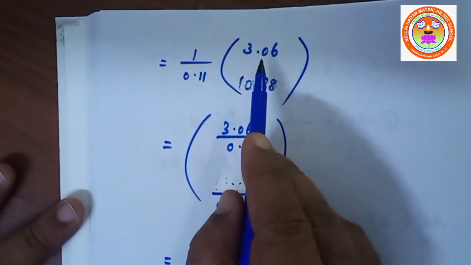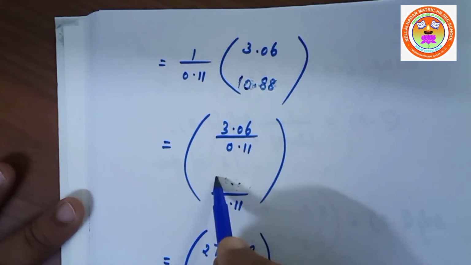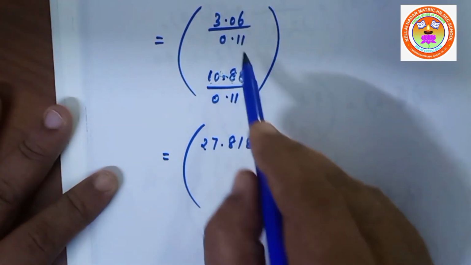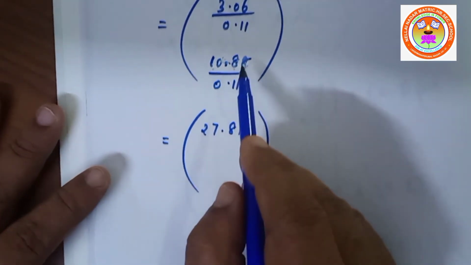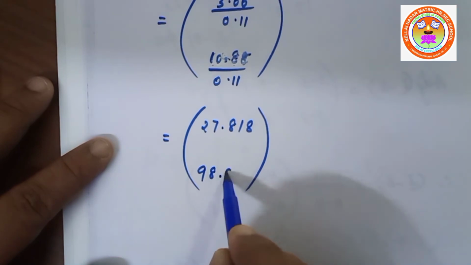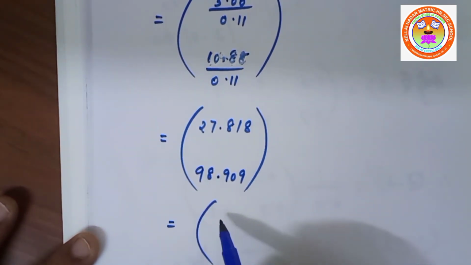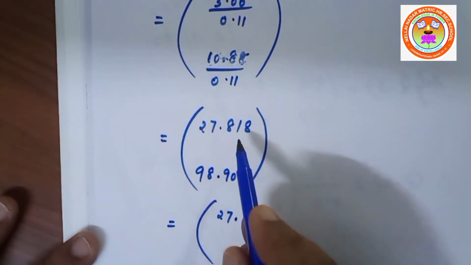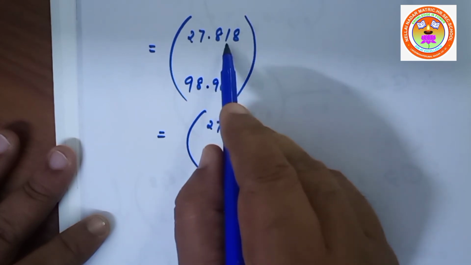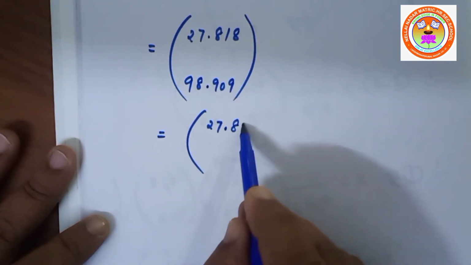Then you have to multiply the two. That means 3.06 divided by 0.11, I have written here. Then 10.88 divided by 0.11. If you divide, you are getting 27.818. Then 10.88 divided by 0.11 gives 98.909. The next step, you can write 27 point, it can be rounded to two decimal places. So look at the third digit. If it is 5 or more than 5, you know very well, one can be added to the previous digit. So what's the number here? 8. So 1 plus 1 becomes 2. So 82 is the answer.